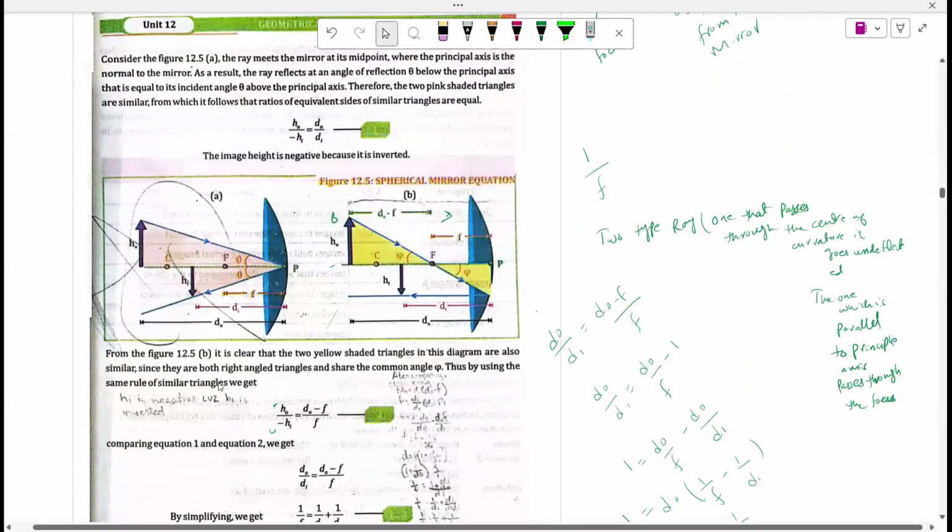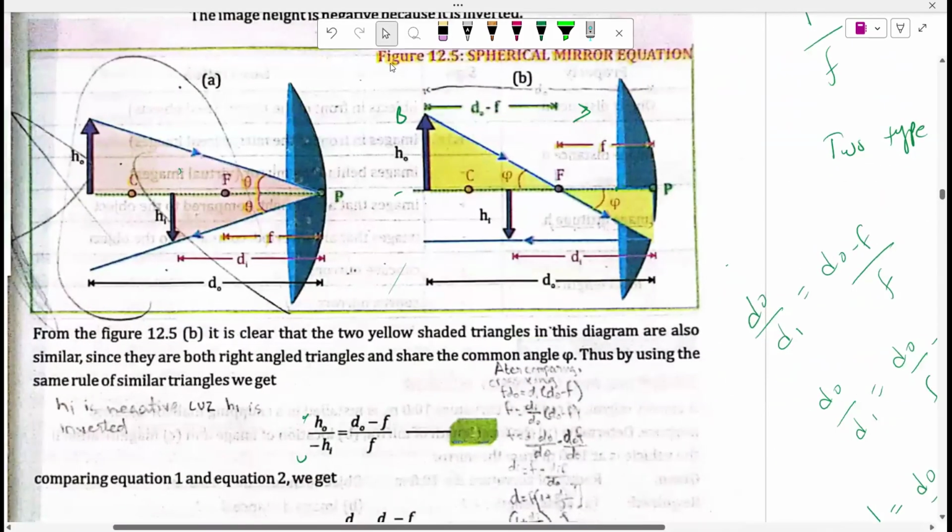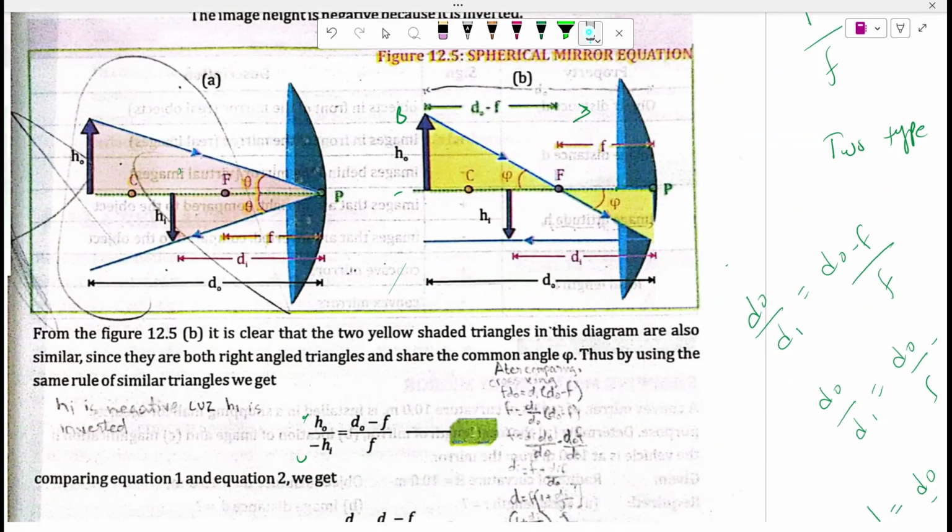As I was referring to these two diagrams and incorporating the triangle theorems we did in mathematics, we need to consider these two triangles, this one and this one. And we know that this angle and this angle are 90 degrees. So we related these two triangles with each other using their two sides.